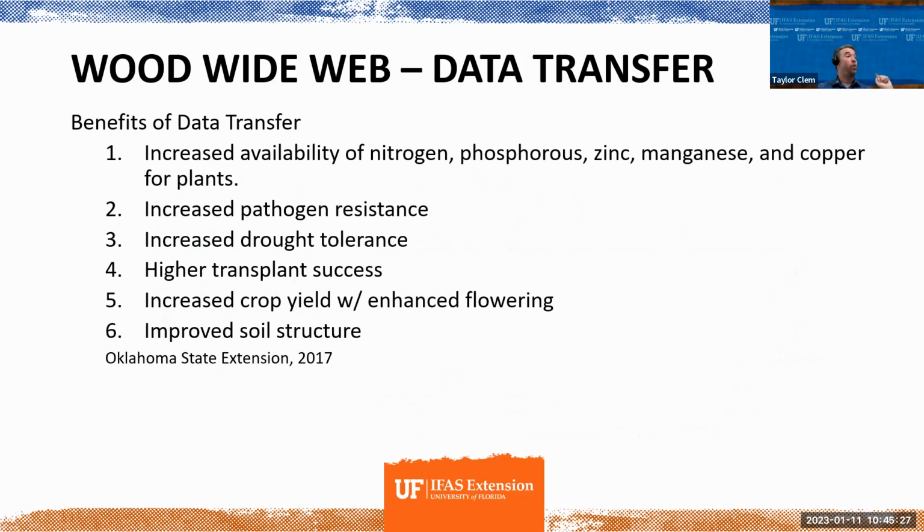Well, we do know that with these mycorrhizal networks we can have an increased availability of nitrogen, phosphorus, zinc, manganese, and copper for plants. It's helping with potential nutrient deficiencies, but also with the efficiency of nutrient use within the soil. Increased pathogen resistance. Cool. Increased drought tolerance, because all of a sudden you have this network that can pull moisture from every tiny nook and cranny that a root by itself cannot get. Higher transplant success. Cool. Increased crop yield with enhanced flowering, as well as improved soil structure.